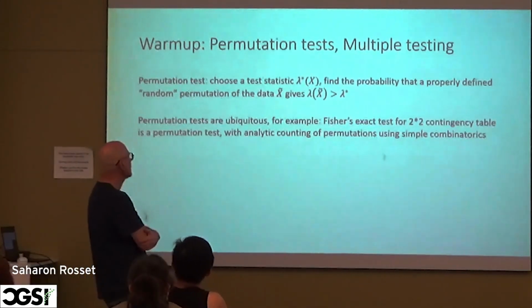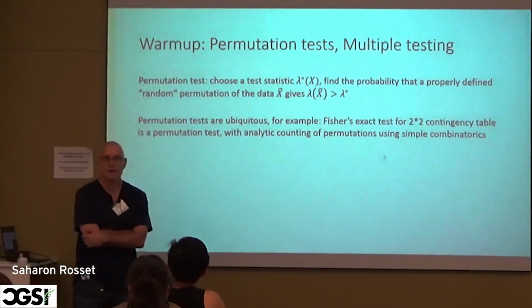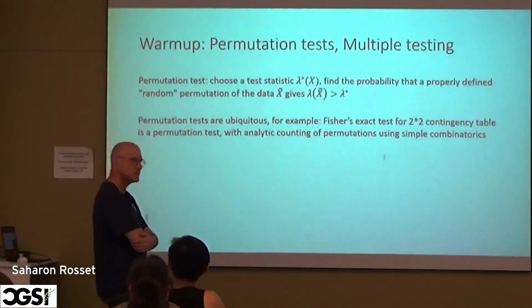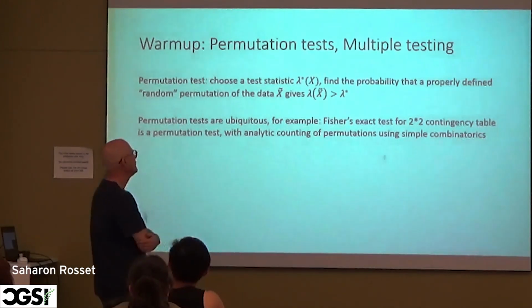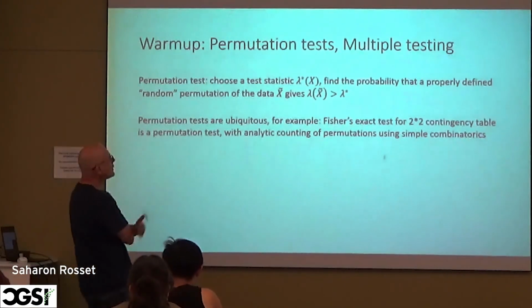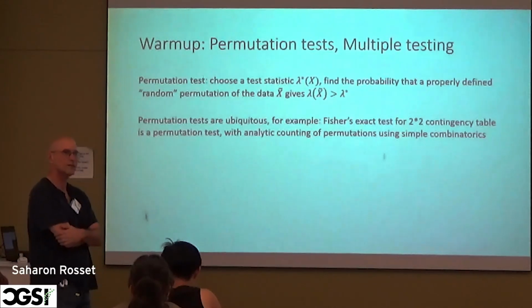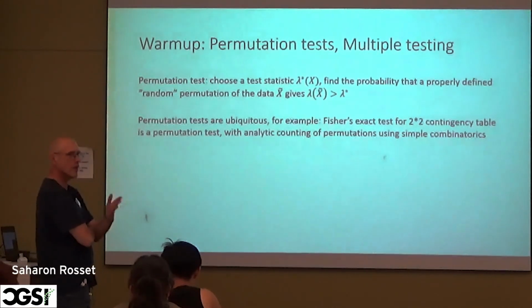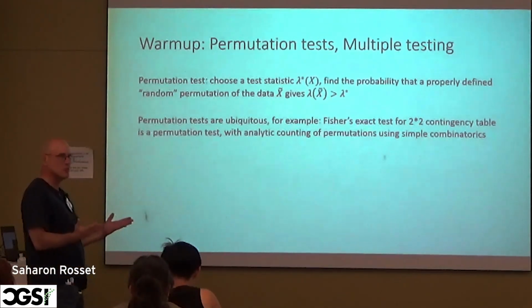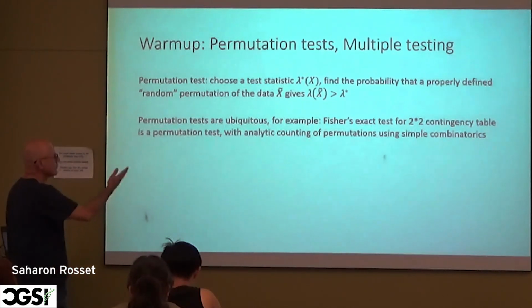Permutation tests are ubiquitous all around us. For example, if we think about Fisher's exact test for 2x2 tables, which I hope everyone's heard of, that's really a permutation test, except that it's maybe not the way we're used to thinking about permutation tests, because we have an analytic way of counting how many permutations give a higher statistic than our original data, so we don't actually have to perform the permutations. But that really doesn't matter conceptually. It's conceptually a permutation test. So here we can count. We don't need to sample.